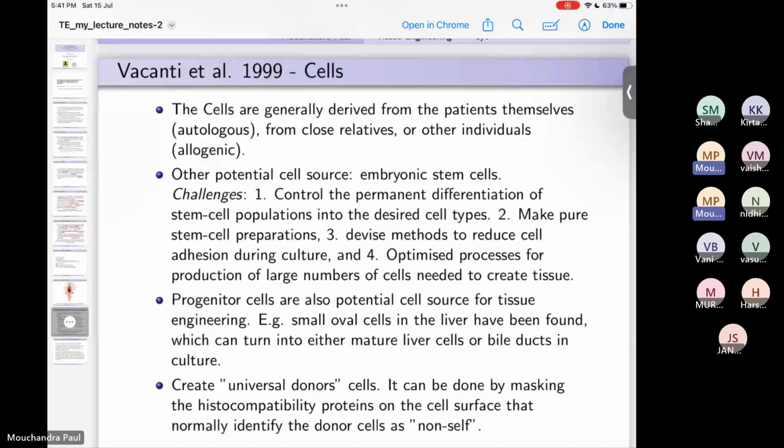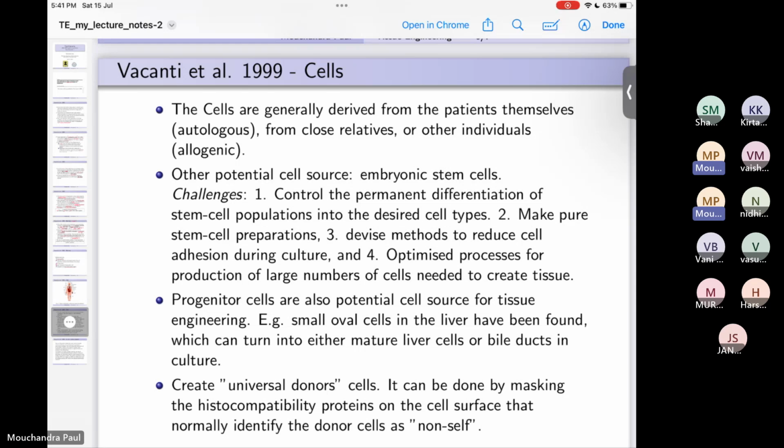The cells that we are using can be sourced from the patient themselves, which we have already seen in autologous chondrocyte transplantation, or from a relative or some other individual who is willing to donate their cells. So these are allogenic cells. In some cases, cells from animals are also taken, that is xenogenic cells. So based on the cell source, you can categorize them.